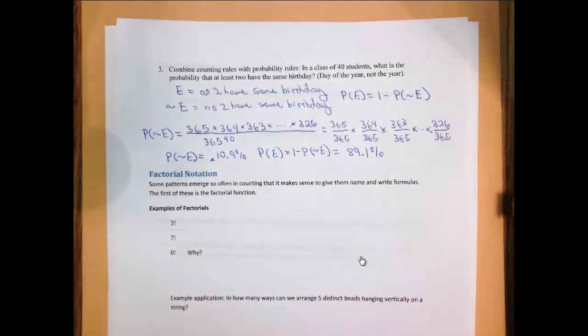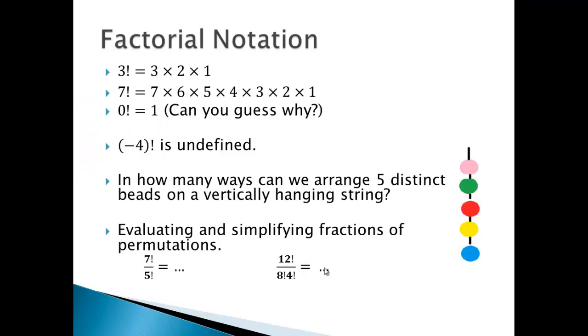89.1%. Let's take a look now at factorial notation. You probably noticed that we're oftentimes building patterns that look like 3 times 2 times 1, or 7 times 6 times 5 times 4 times 3 times 2 times 1. These patterns have a name. They're called factorials. The first one in our list here is pronounced 3 factorial. The second one, 7 factorial. The next one, 0 factorial, may have a surprise value to you.